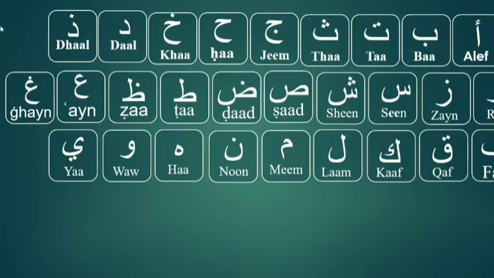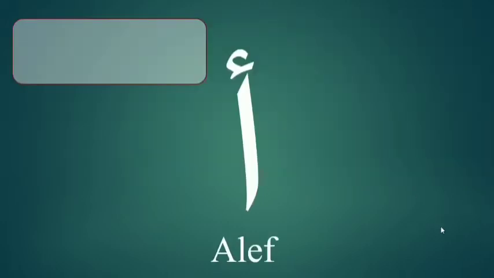So, these are all of the Arabic letters. You can keep in mind to review them from time to time. And now we will start with our first letter, which is Alif. Alif is our first letter, and it's like A in English.